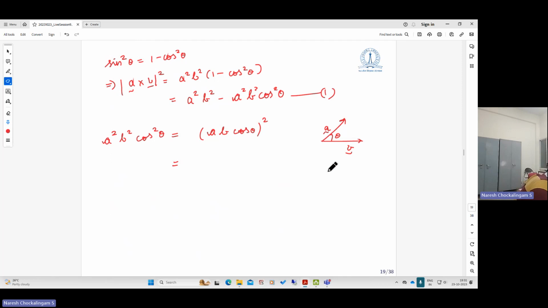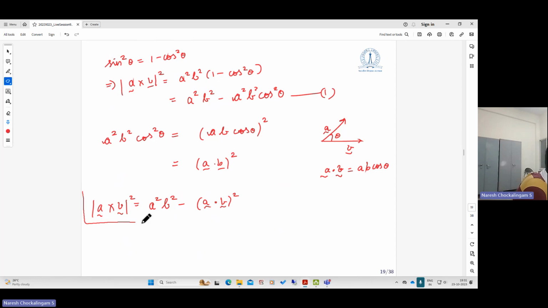AB cos theta is nothing but A dot B. The dot product between A and B is defined as AB cos of the angle between A and B. So this is nothing but A dot B the whole square. Now substitute this into equation 1. Therefore, we get A cross B the whole square is equal to A square B square minus A dot B the whole square. So this is the correct answer.